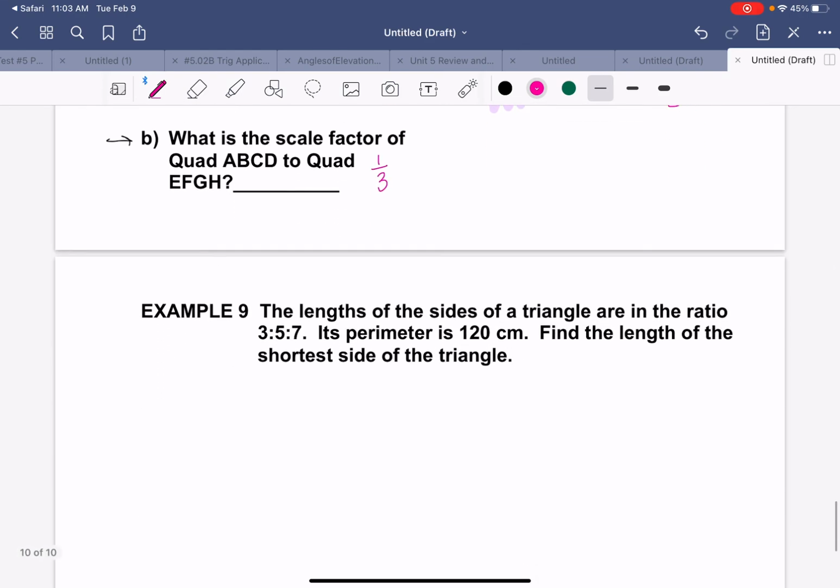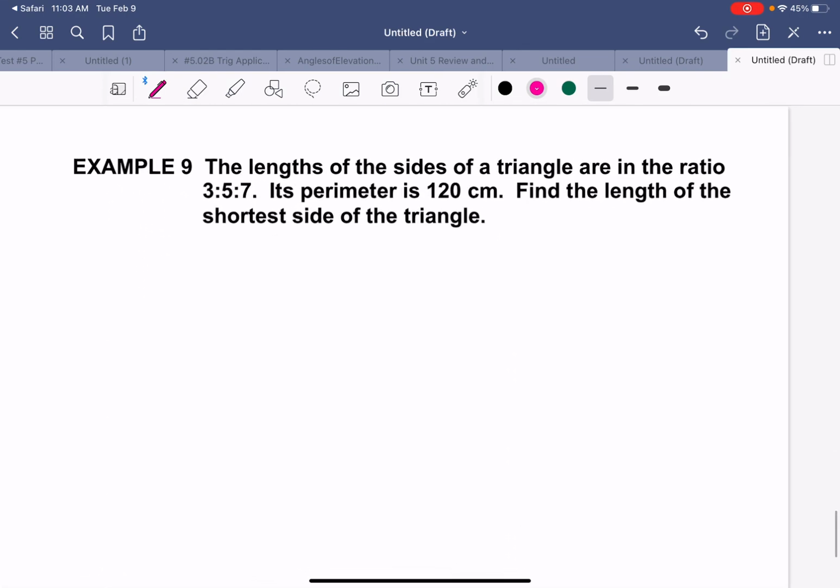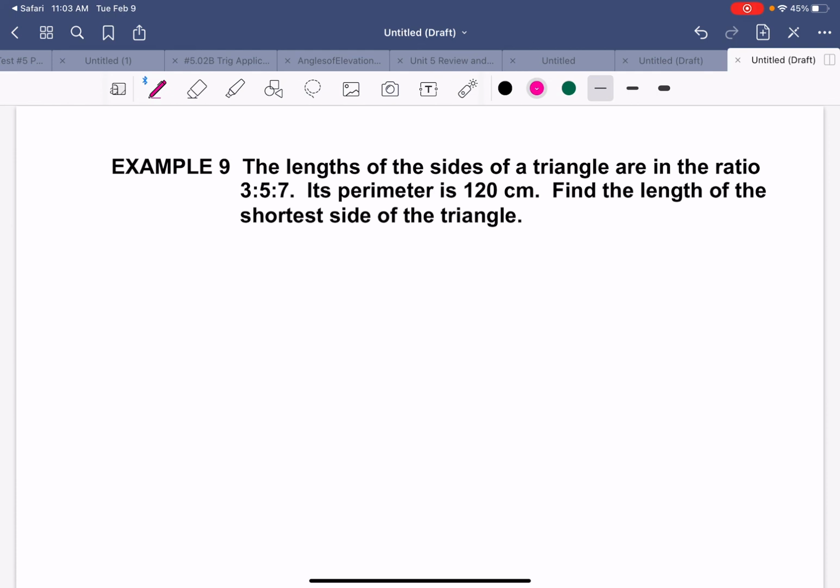All right, this is the last one I'm going over. If the lengths of the sides of a triangle are in a ratio, this is just a different kind of ratio question you will see. These should be super simple. You just take the ratio that it gives you. It says the lengths of the sides of a triangle are in a ratio of 3, 5, and 7. Its perimeter is 120. Find the length of the shortest side of the triangle.